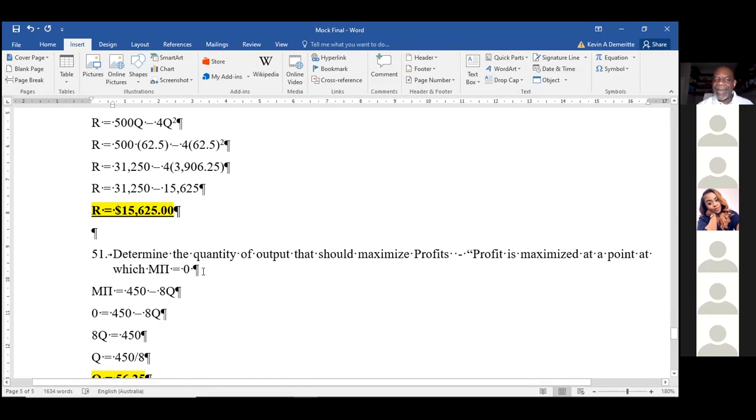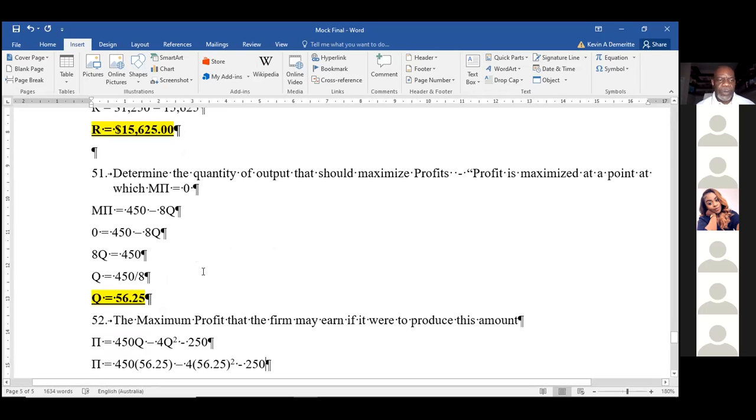Now we scroll back up and find our marginal profit equation that we derived, which was 450 minus 8Q. We know that because we just figured that out a few steps earlier. We remember from our notes that profit is maximized at the point at which marginal profit is equal to 0. So we plug in 0 for marginal profit, and we end up with 0 equals 450 minus 8Q.